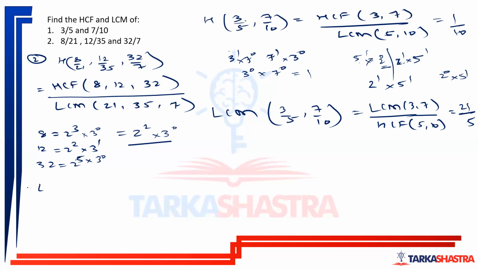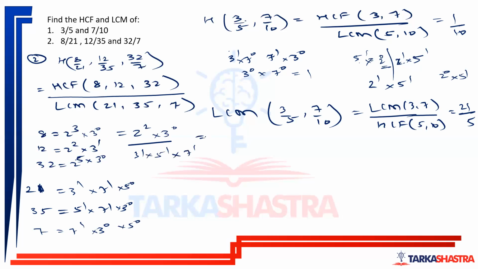Upon, I have to find the LCM. 21 which is 3 raised to 1 into 7 raised to 1, then 35 which is 5 raised to 1 into 7 raised to 1, and then 7 which is 7 raised to 1. To find the LCM, the highest power of 3 will be 3 raised to 1, because elsewhere 3 raised to 0 remains. The highest power of 5 will be 5 raised to 1, and the highest power of 7 will be 7 raised to 1. So this comes to 4 upon 3 into 5, 15 into 7 is 105. 4 upon 105.